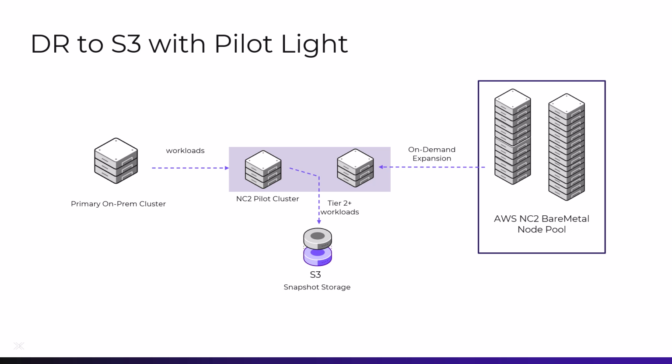When you need to fail over, you can fail over the tier one workloads right away, and then you can auto expand your cluster. Once you have your additional nodes, then you can restore the workloads running on S3.